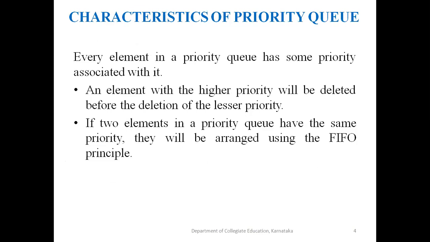Some of the characteristics of a priority queue are that each element in a priority queue has additional information called priority associated with it. An element with higher priority will be served before an element that has lower priority. And if two elements in a priority queue have the same priority, then they will be processed as per the first in, first out principle.